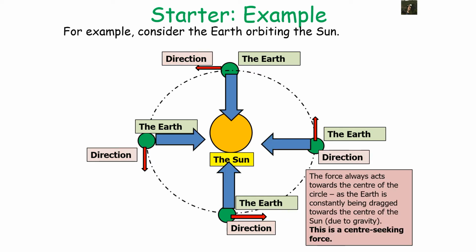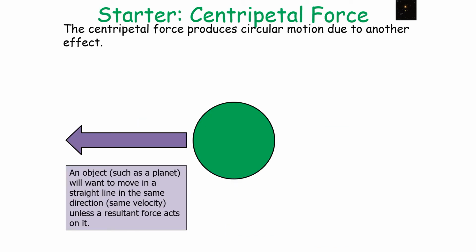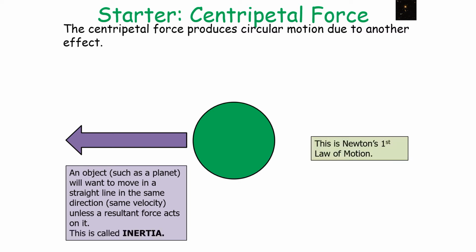This force always acts towards the centre of the circle or the orbit, as the Earth is constantly being dragged towards the centre of the Sun due to gravity, because there's an attraction there, so we call it a centre-seeking force. The centripetal force will produce circular motion because there's another effect as well as this gravitational force of attraction. Any object such as a planet will want to move in a straight line in the same direction, with the same velocity, unless a resultant force acts on it. We call this idea inertia, and it's from Newton's first law of motion.